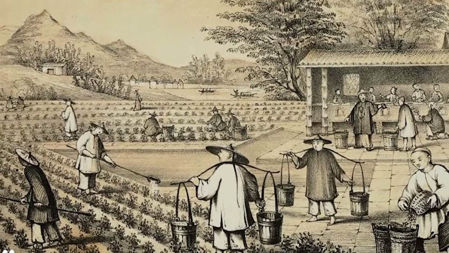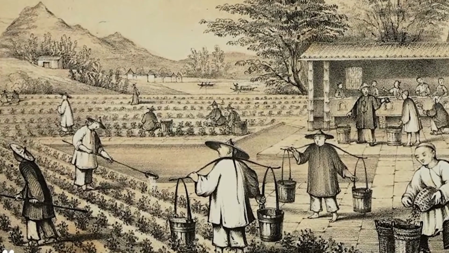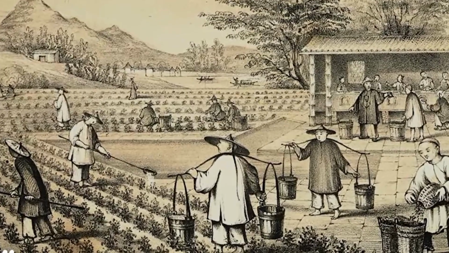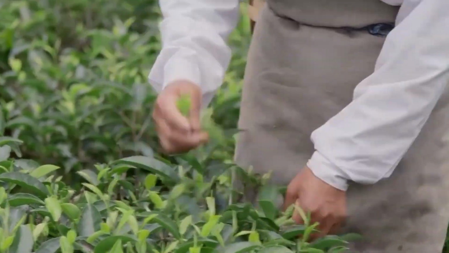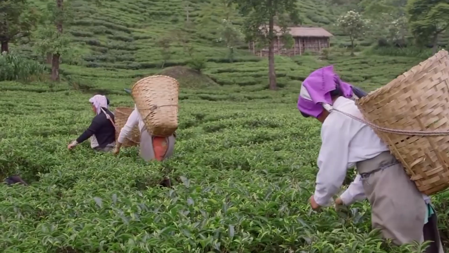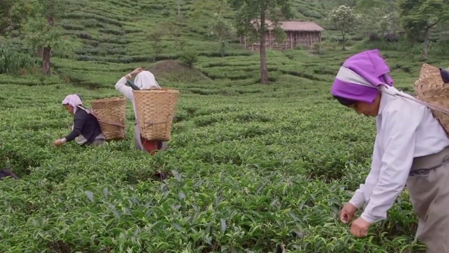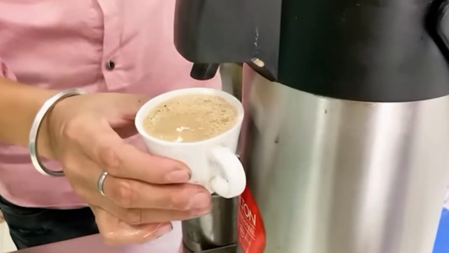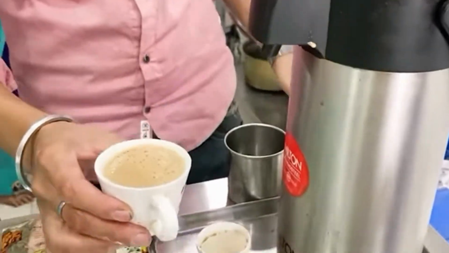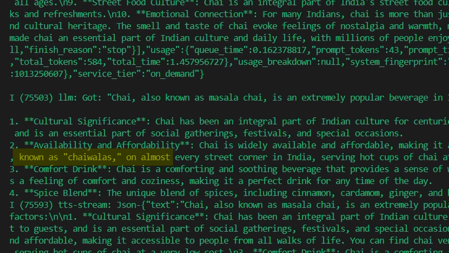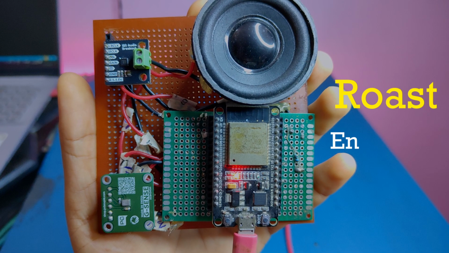Even though it didn't talk about the historical origins of tea in India, the response was still relevant because it focused on today's social significance, affordability, and availability of tea. And honestly, I had a little smile when it mentioned chaiwalas. That was a nice touch. It shows how the model was able to connect the topic with everyday Indian life. Humor. Roast engineers.